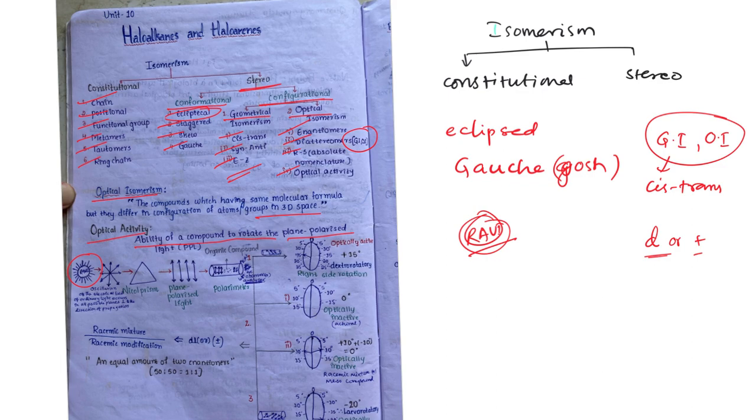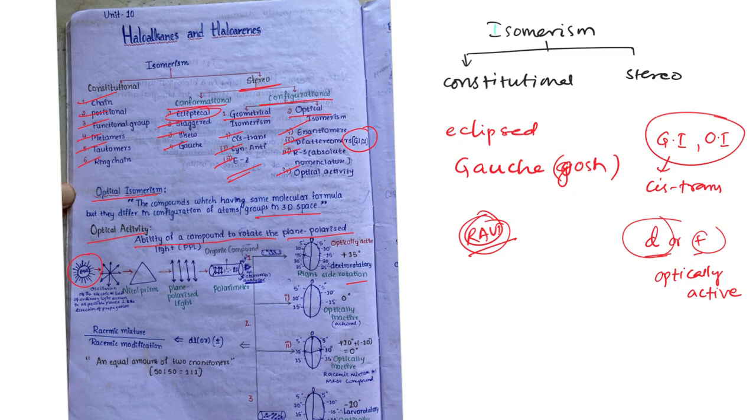Next one, in this the light is not rotated. For example, in this dextrorotatory case, if it is rotated to the right side, it means it is optically active.